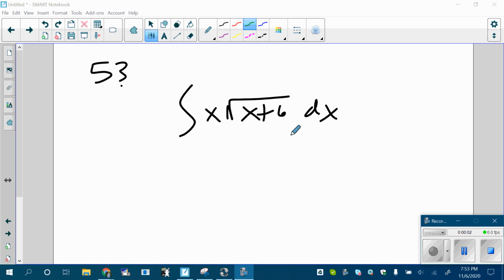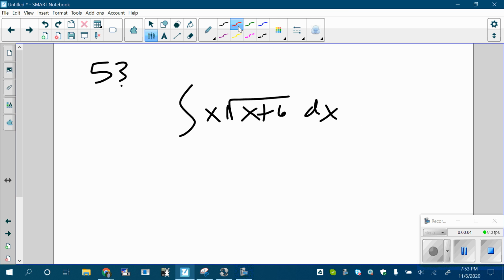This is 4.5, number 53. This is a tricky problem, okay? So pay close attention here. Clearly, you can't distribute inside the square root there. It's not something you're allowed to do algebraically, which makes this a difficult integral and something that we don't have a technique for right now except for u sub.